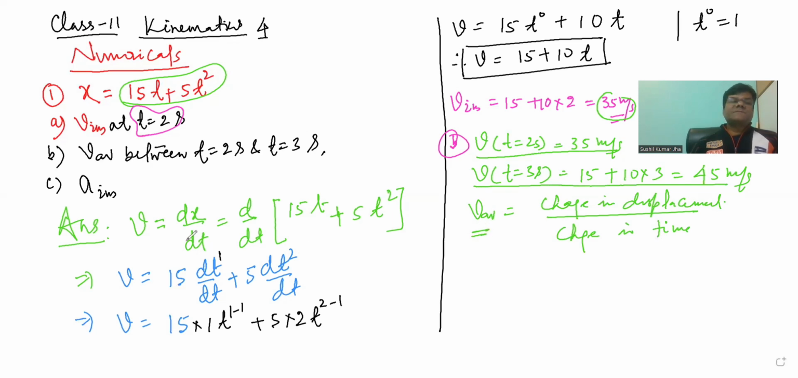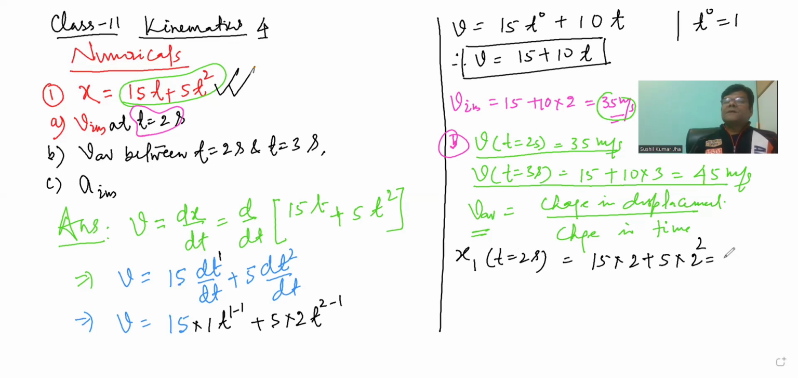So change in displacement. For both, let us find the displacement. To have displacement, this is the original equation. So x1 when time is 2 seconds will be 15 into 2 plus 5 into 2 square. So it will be 30 plus 5 into 4, which is 20.